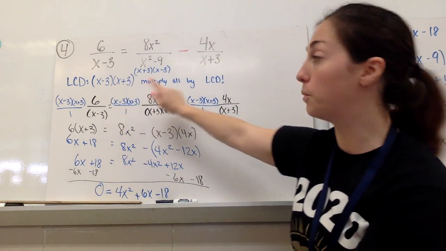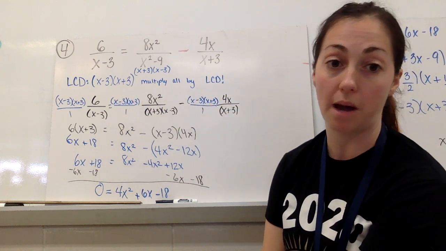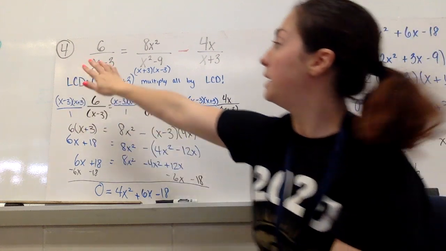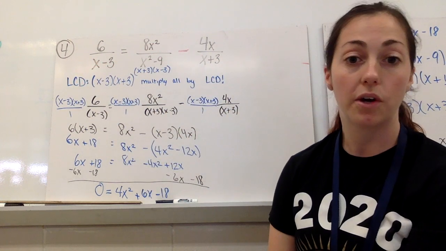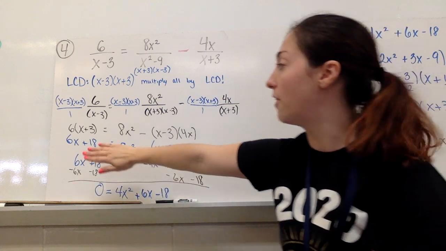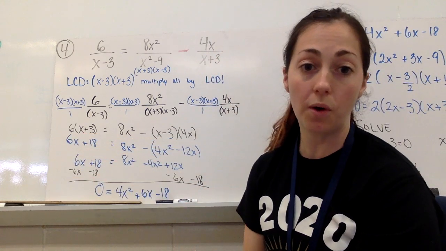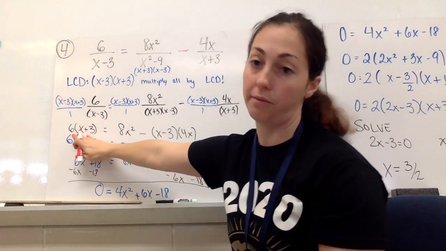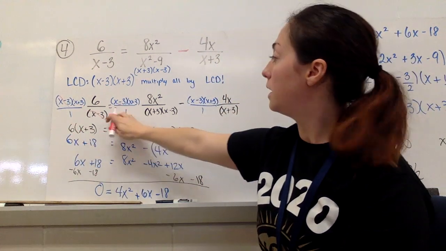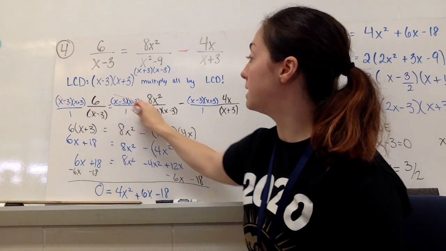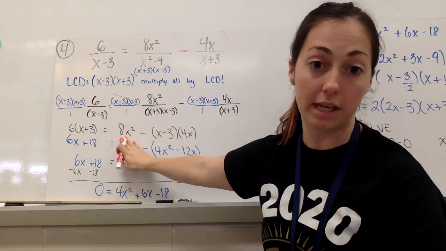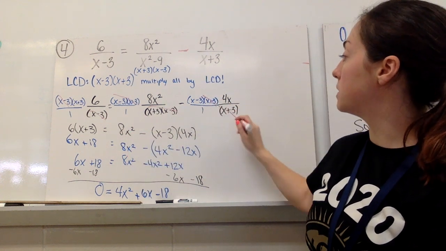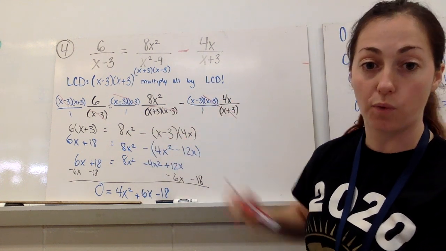So now, remember, we multiply everything by our least common denominator. So you multiply everything by x minus 3 times x plus 3, each of these three pieces. Go ahead and do that and see what you simplified to. So when I multiply, the x minus 3's cancel, and I'm left with 6 times x plus 3 equals. Over here, the entire denominator cancels, and you're left with 8x squared minus. Over here, my x plus 3's cancel, so I have x minus 3 times 4x.